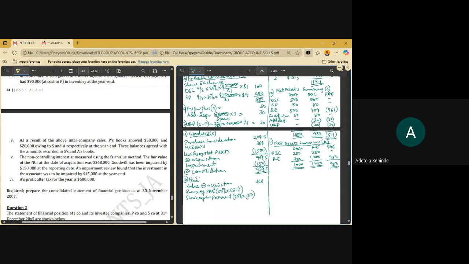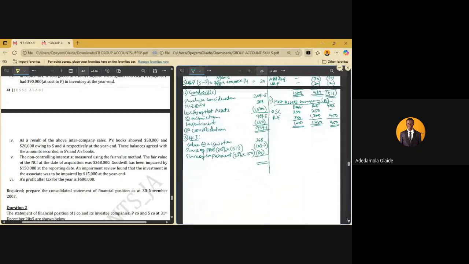102.2. Share of PAU. 102.2. 30. So if that is all we have, what is the NCI value at consolidation? 235.8.